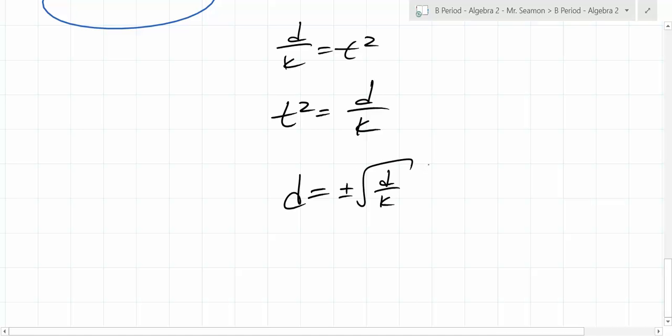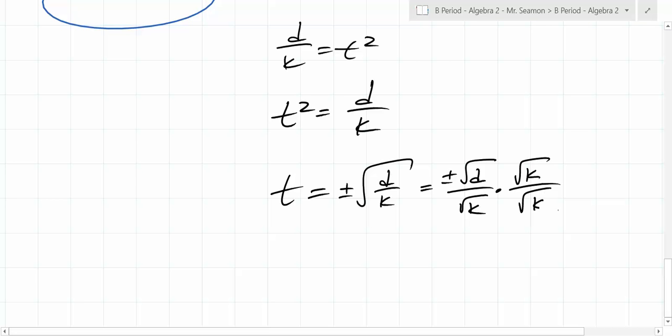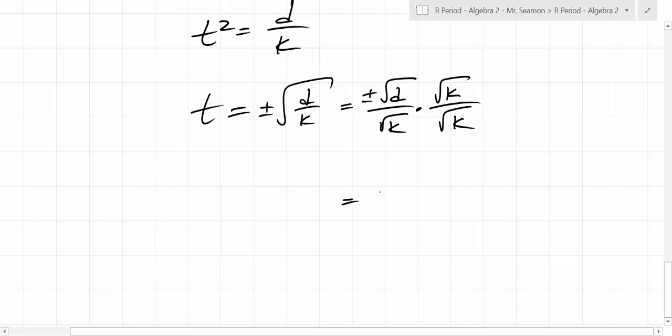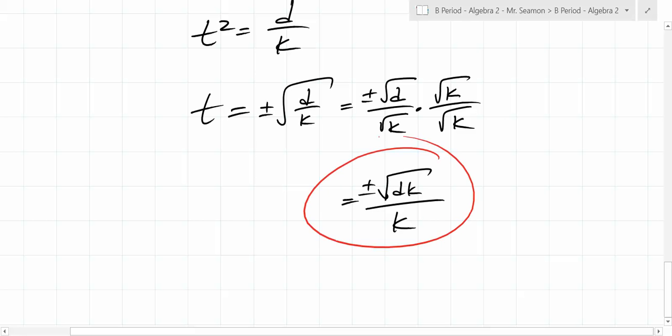But we don't like having a radical. So this is plus or minus root d over root k, right? But we don't like that, so what do we do? Okay, like that. So what do we end up with? Plus or minus the square root of dk over k. So this would be your final answer right there.